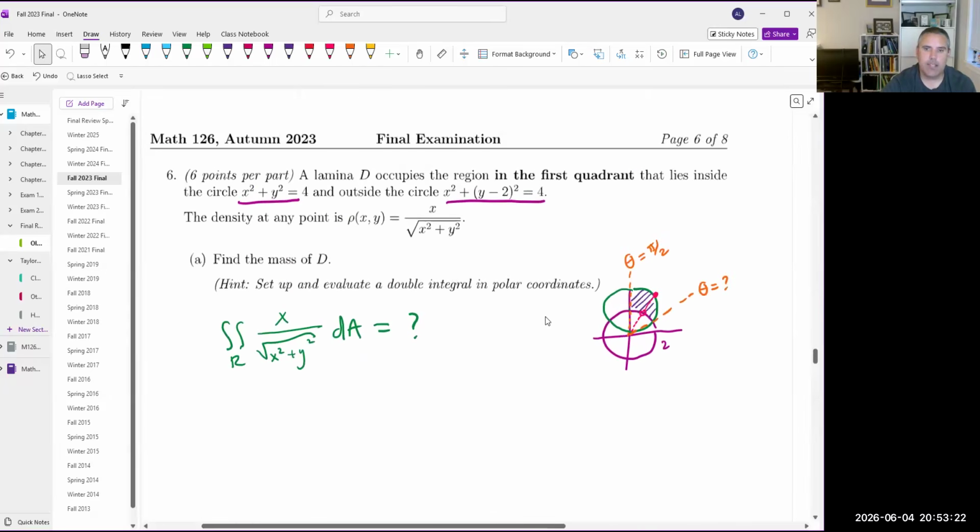Does it say inside? Oh no, someone caught me. Inside the circle and outside the other circle. Oh no, I misread it. It's this little sliver down here. Thank you for catching that one.